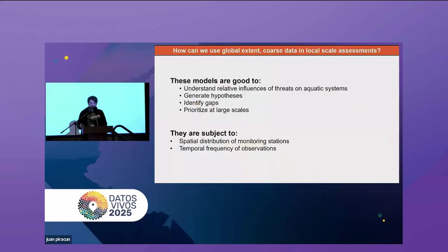So in general, these models are good to understand the relative influences of threats on aquatic systems, generate hypotheses, identify gaps, and prioritize at large scales. And this is something that we really need when we are thinking about the frameworks of the global restoration for 2030, for example, where we are prioritizing hotspots of biodiversity or at catchment scales. But they are very subject to the spatial distribution of these monitoring stations and the temporal frequency of those observations.